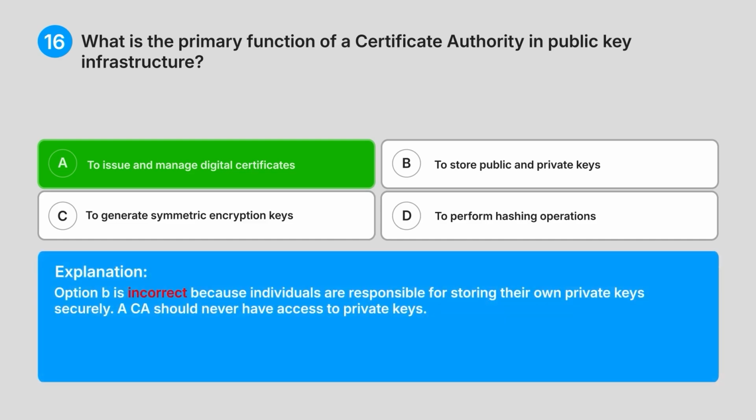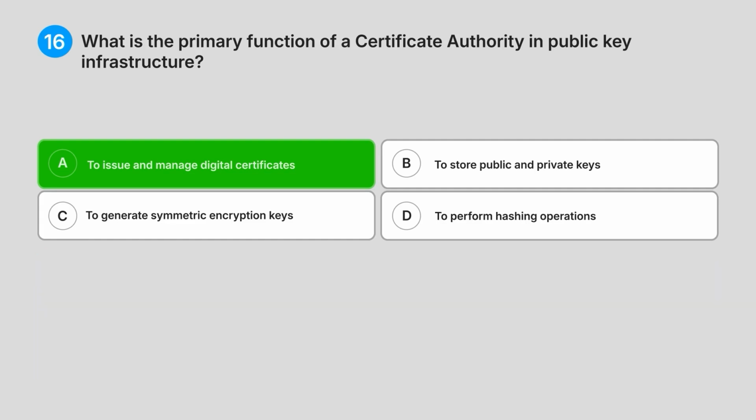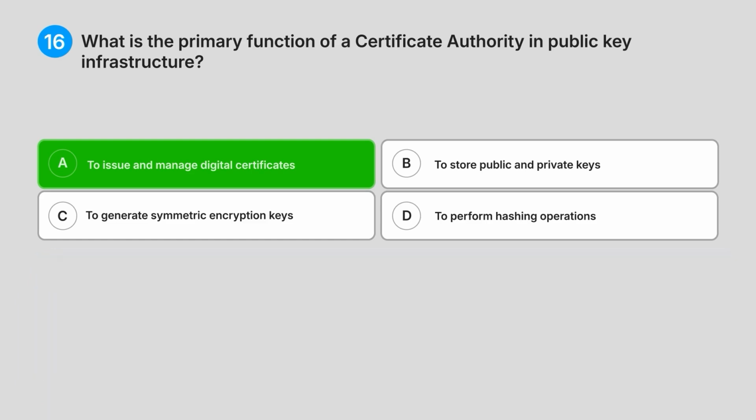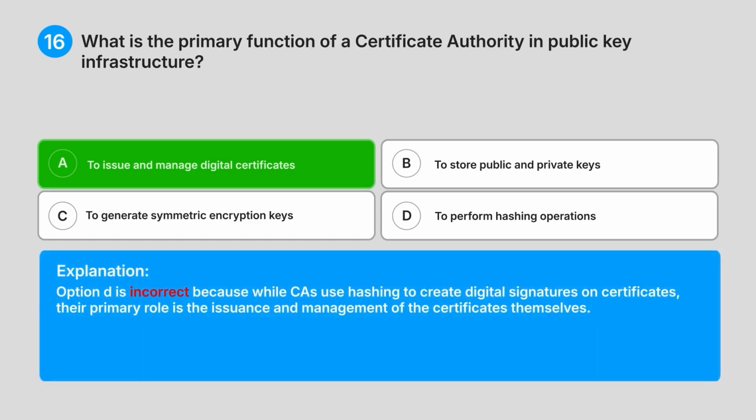Option B is incorrect because individuals are responsible for storing their own private keys securely. A CA should never have access to private keys. Option C is incorrect because CAs work with asymmetric keys, not symmetric keys. Option D is incorrect because while CAs use hashing to create digital signatures on certificates, their primary role is the issuance and management of these certificates themselves.